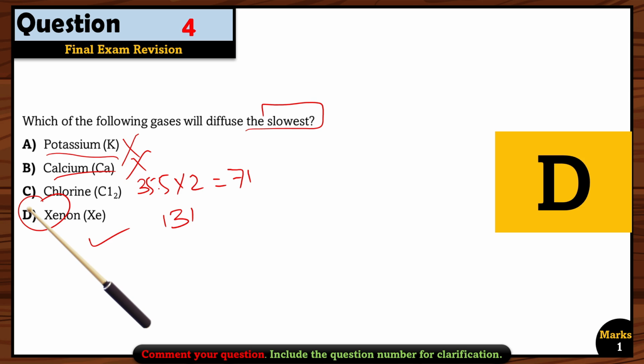Another mistake they usually make is with the metals. They think that metal has a smaller mass, so metal can be the option, but it is wrong because they are solid, so you don't have to choose any solid for the diffusion question. I hope this point is clear to you.